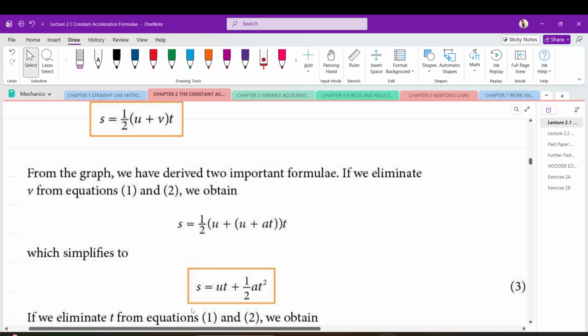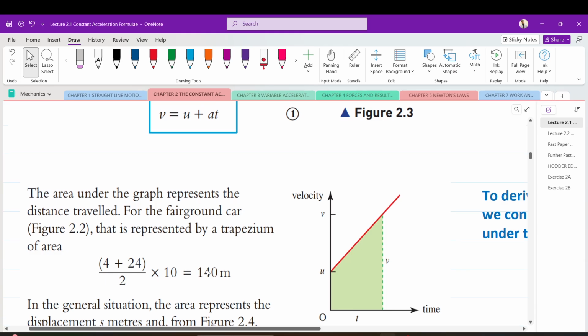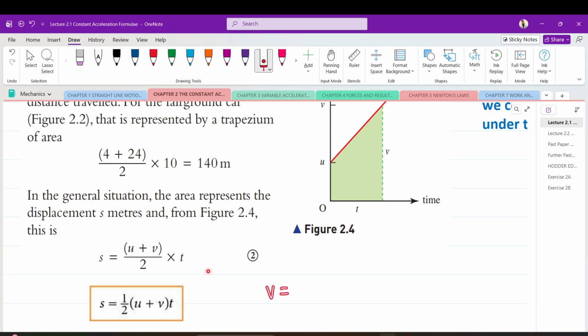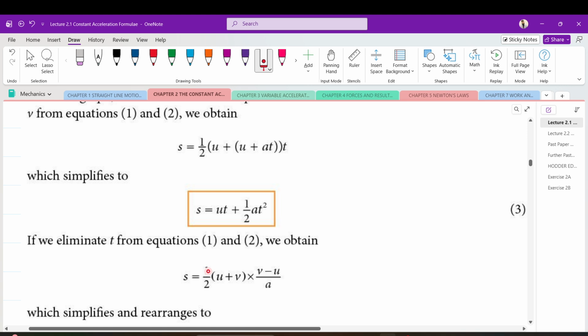Now, if we eliminate t from equations 1 and 2, so again from 1 and 2, if you make t the subject of the formula and substitute into this equation, this is the original equation. If I make t the subject, that would be v minus u upon a. So in place of t, you substitute this expression, and this is how it has been substituted over here. Now this 2 and this a can both be multiplied to the other side, so you would end up with 2as.